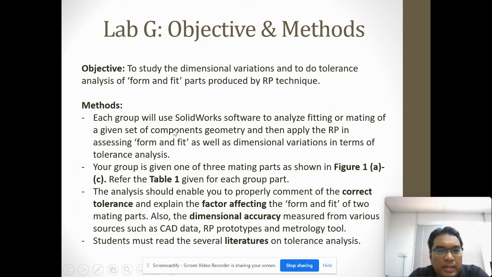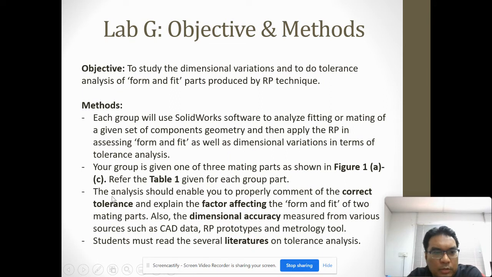For the method, each group will use SolidWorks software to analyze the fitting or mating of a given set of component geometries, and then apply RP in assessing the form and fit as well as the machine variation in terms of tolerance analysis. That means you need to design first, then print it, and also analyze the results. Your group is given one of three mating parts, as shown in figure 1A to C, and refer also to table 1 for each group's part. I will explain in the next slide which part you need to produce.